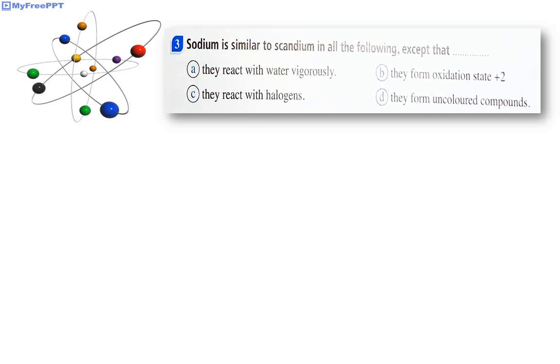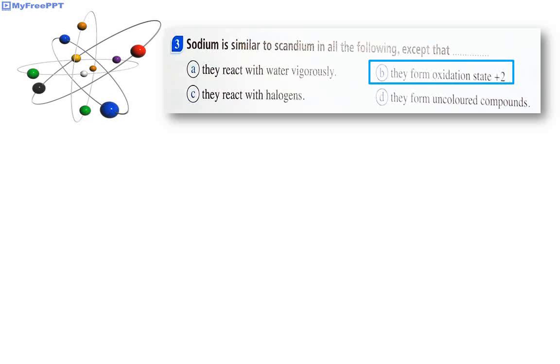Question number 3. Sodium is similar to scandium in all of the following except that. What is the property that is not a property of sodium? We have: they react with water vigorously, they form oxidation state plus 2, they react with halogens, they form uncolored compounds. What is the difference for this one? They form oxidation state plus 2.